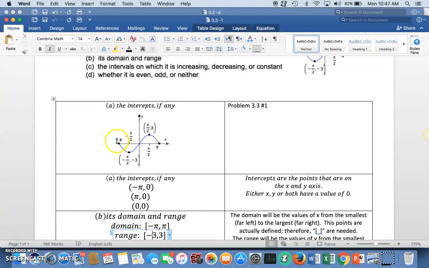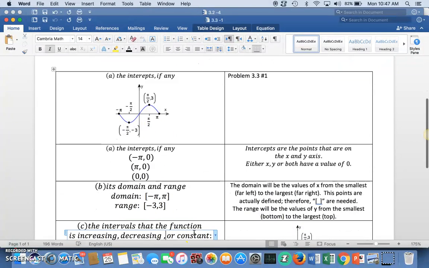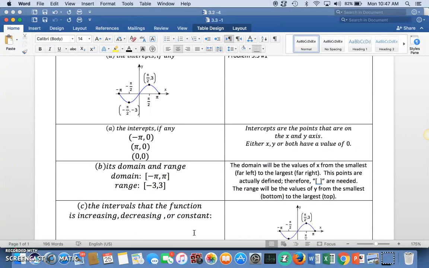Your domain is your smallest x to your largest x. So that's negative pi to positive pi. And the endpoints are included because they're darkened circles. Your range is from the lowest point to the highest point. The y value of the lowest point is negative 3. The y value of the highest point is positive 3. So your range would be negative 3 to positive 3.